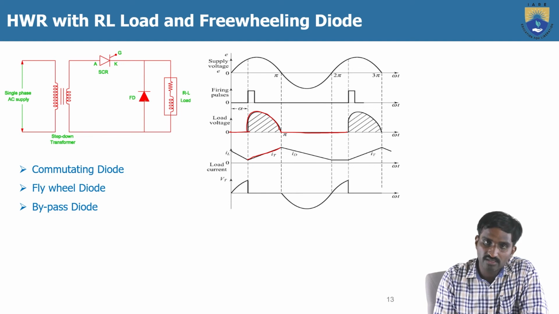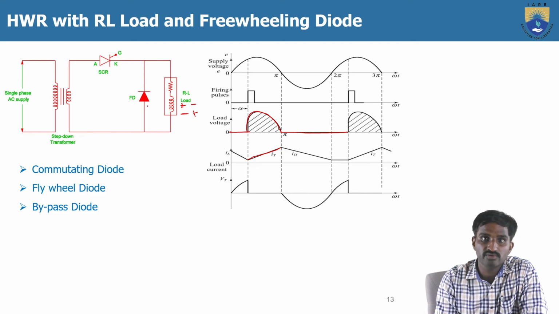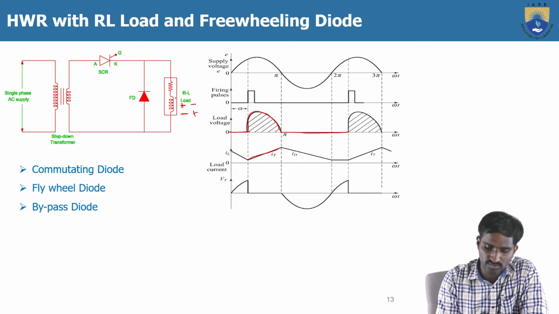But because of the freewheeling diode, while the thyristor T1 is conducting, the inductor will store some energy, and when the thyristor T1 is turned off, the inductor will discharge. While charging it is plus and minus, and while discharging it is minus and plus, which means forward bias is applied across the freewheeling diode, so the diode will conduct, so that the load still has some current.